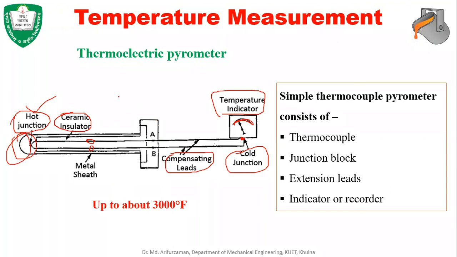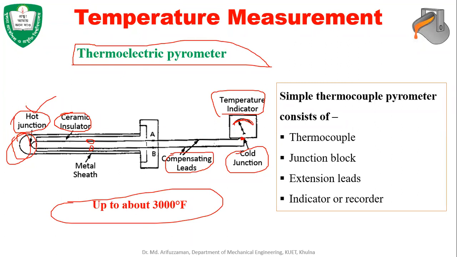So what is the changing medium in this case? What is changing due to the change of temperature? Voltage. Yes, so voltage is the changing medium. If we can calibrate that voltage, like for 0 degree the voltage is 0, for 5 degree the voltage is 2, for 10 degree the voltage is 4, then we can say that if the voltage is 5 volt, the temperature would be that, and if the voltage is 10 volt, the temperature would be another one. That is how this thermoelectric pyrometer works, and it can measure temperatures up to 3000 degree Fahrenheit.